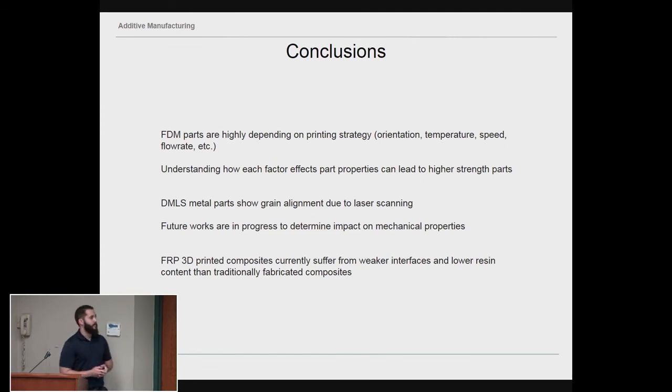Just to conclude, we looked at some FDM parts, and it's highly dependent on the orientation as well as a variety of other factors of temperature and speed. And understanding how all these things affect the macroscale properties is something that we can use to better design our parts and better print them. And then for DMLS parts, we're in the process of quantifying exactly how much these grain alignments can impact the mechanical properties. And then for the fiber reinforced prints, we're looking at the resin content and the interface debonding for these composites.